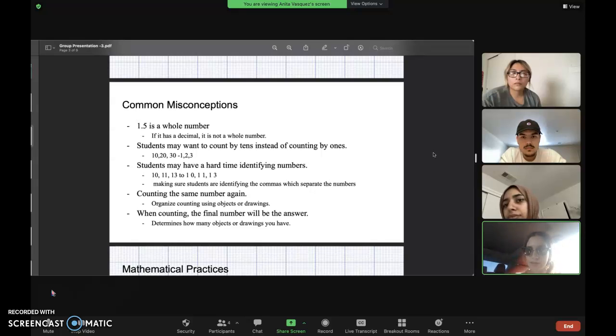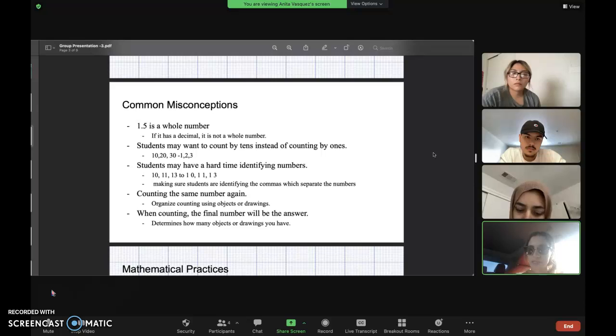Students may want to count by tens instead of counting by ones. So when students are learning how to count by tens, they might get confused when they have to go back and count by ones again. So we have to explain to students that they have to take the time to practice before assuming.